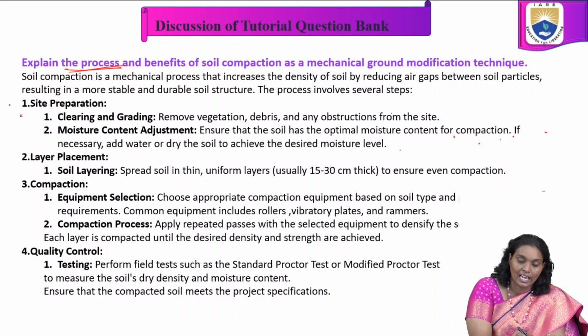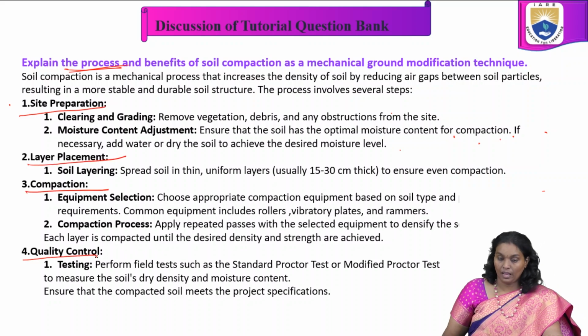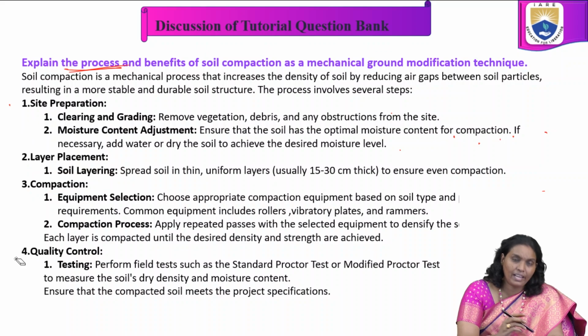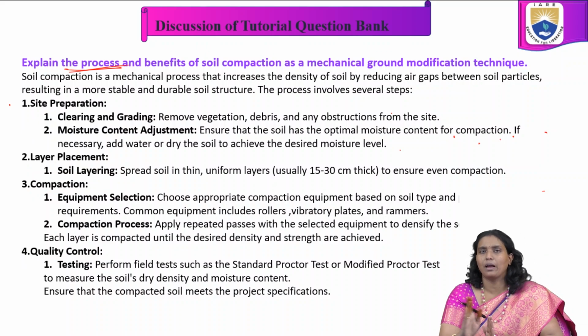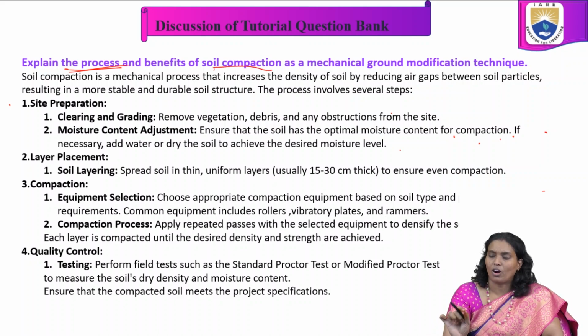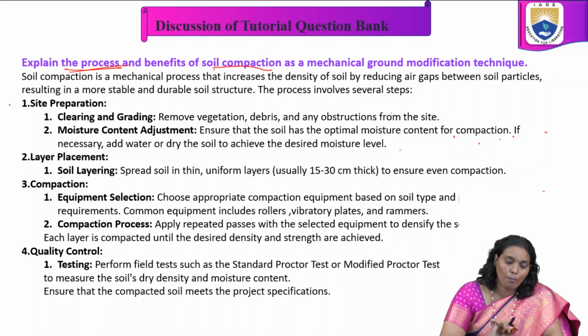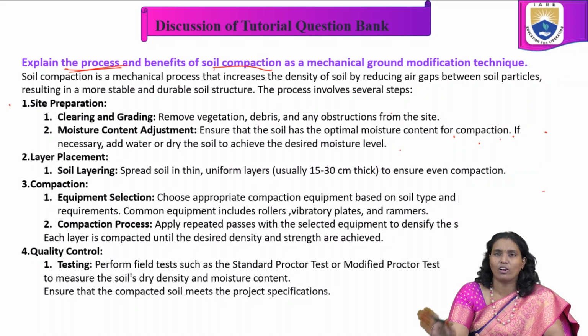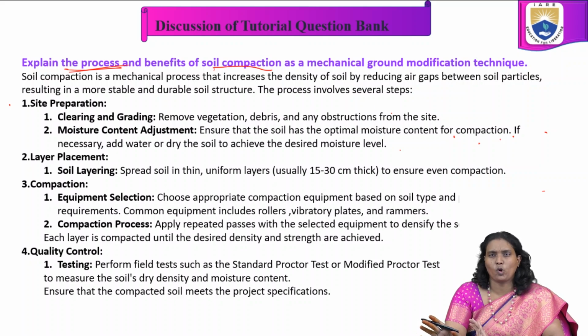Now the process: site preparation, layer placement, compaction, quality control. These are the processes involved in this. We may explain more also. Just generally, from the soil compaction point of view, in any technique, there is site preparation, what we will do, which kind of equipment we are using, what it will do, how the installation is done, how we are installing the technique, and finally what we get. So these are the processes which we follow for any kind of technique for getting the desired soil property.